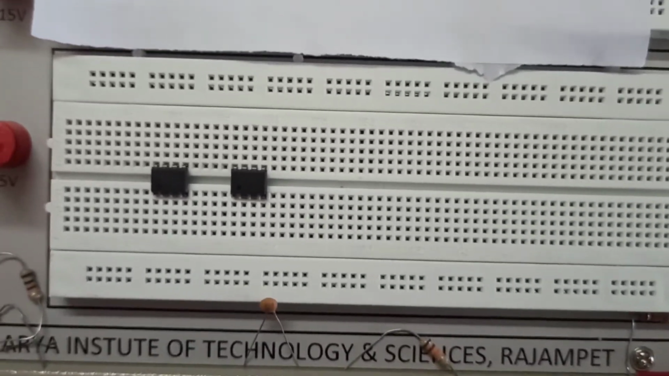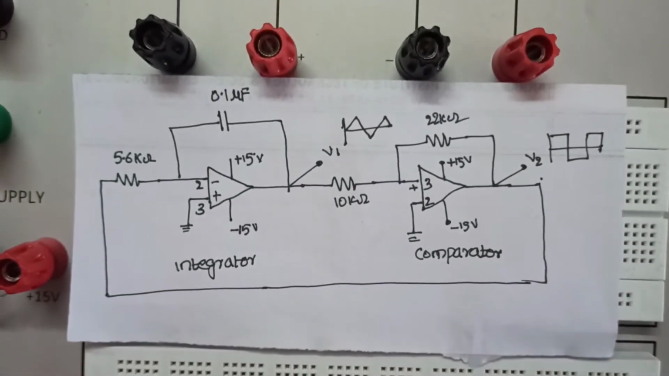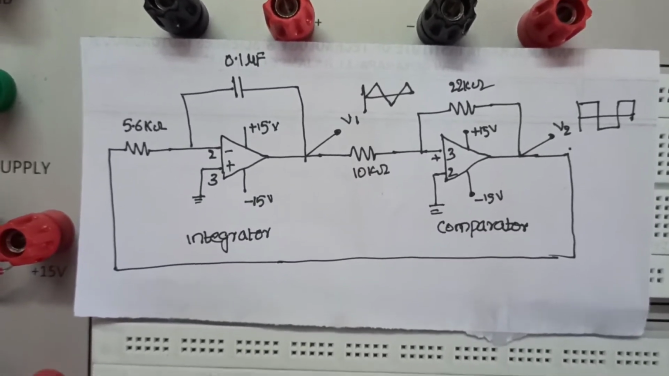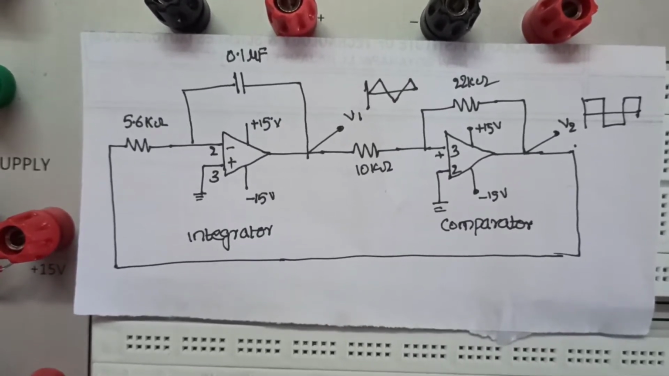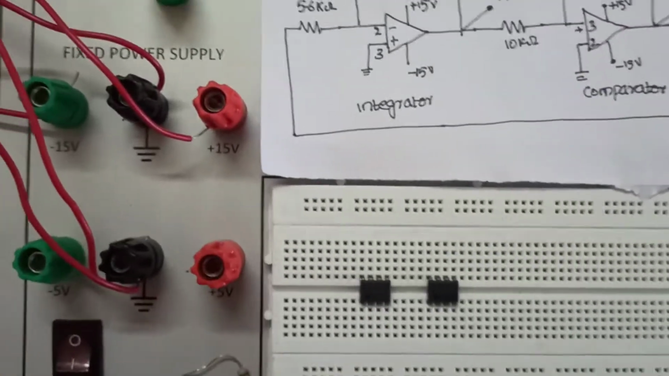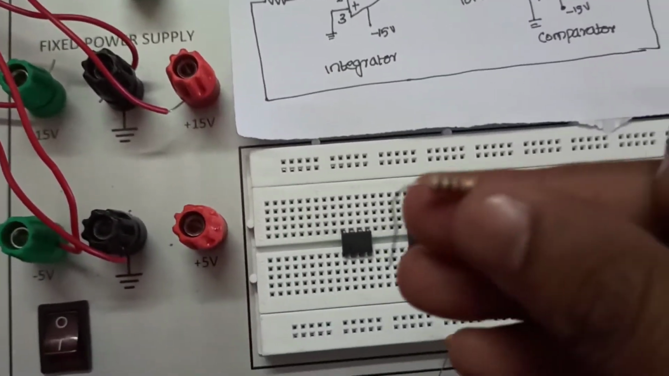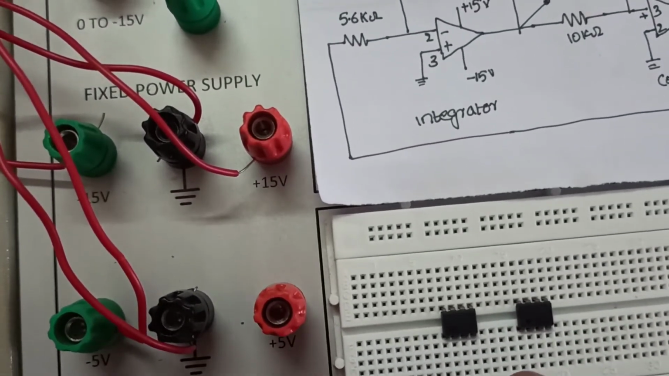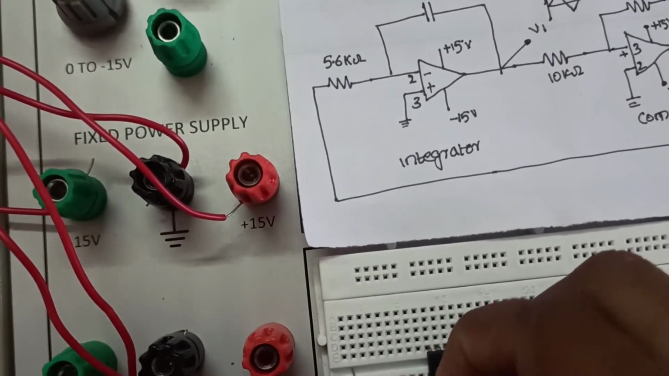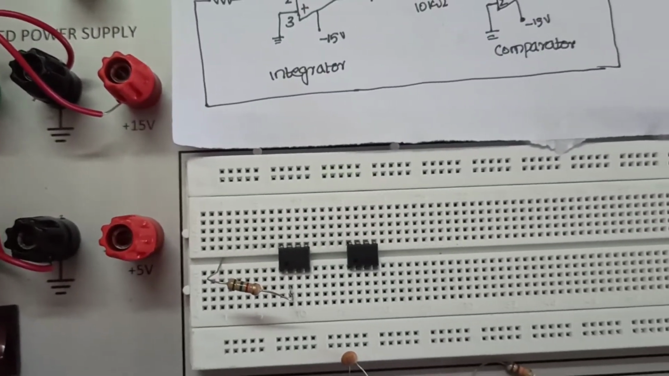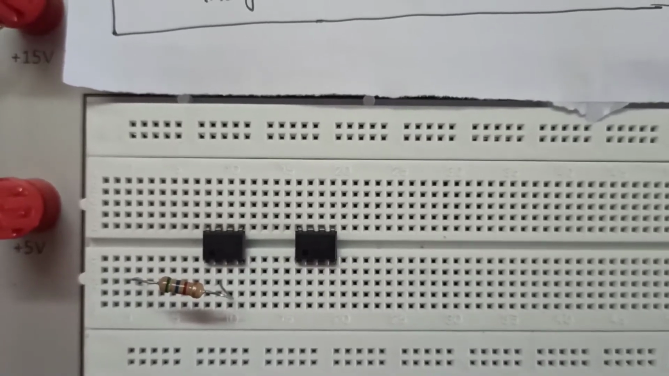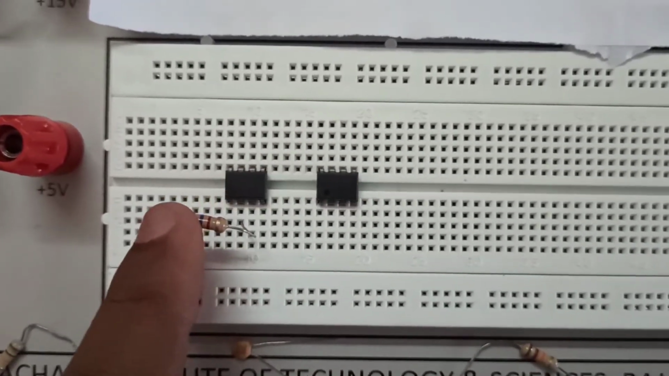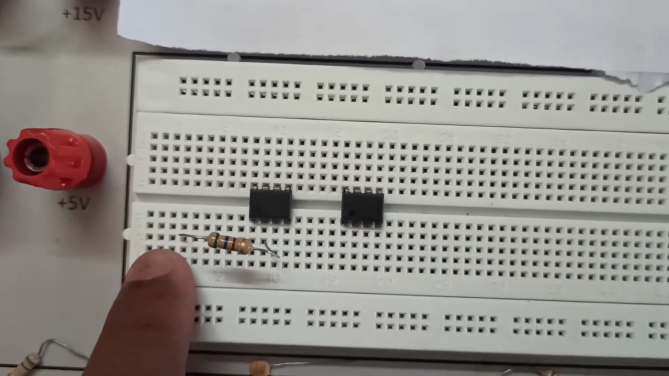Now, apart from the ICs, let us consider the connections in the circuit. For the first operational amplifier, we have a 5.6 kilo ohm resistor at pin 2. As you see, this 5.6 kilo ohm resistor is to be connected at pin 2, at this pin. Alright, so this resistor is connected to pin 2 of this IC and connected somewhere apart.